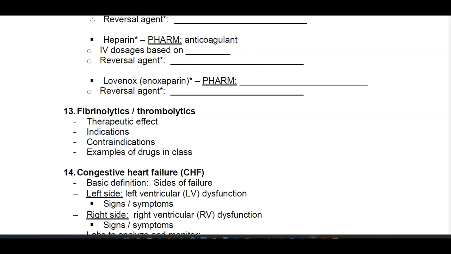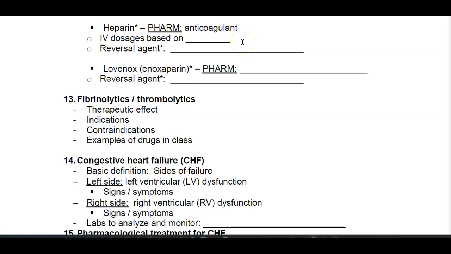The reversal agent for heparin is protamine sulfate. This medication binds to heparin and neutralizes it, therefore lowering or blocking the effect of heparin. Next is Lovenox or enoxaparin. The pharmacological class of Lovenox, or enoxaparin, is low molecular weight heparin. The therapeutic class of enoxaparin is anticoagulant. The reversal agent is the same for enoxaparin and heparin, so we can use protamine sulfate to reverse both medications.